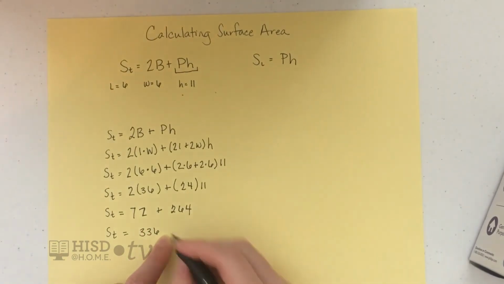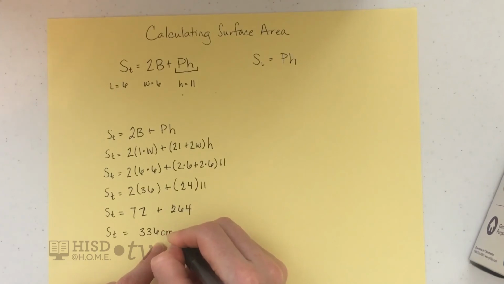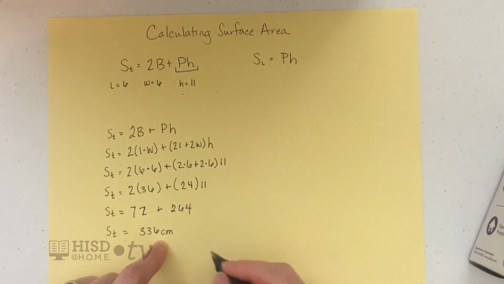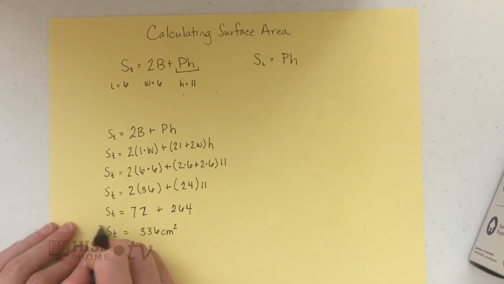What did I measure in? I measured in centimeters, and since we're finding area, which is 2-dimensional, I need to say squared. So my final answer is 336 centimeters squared.